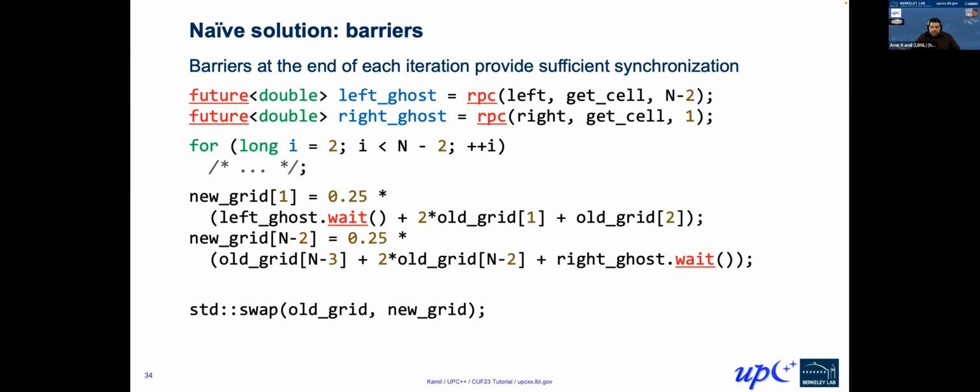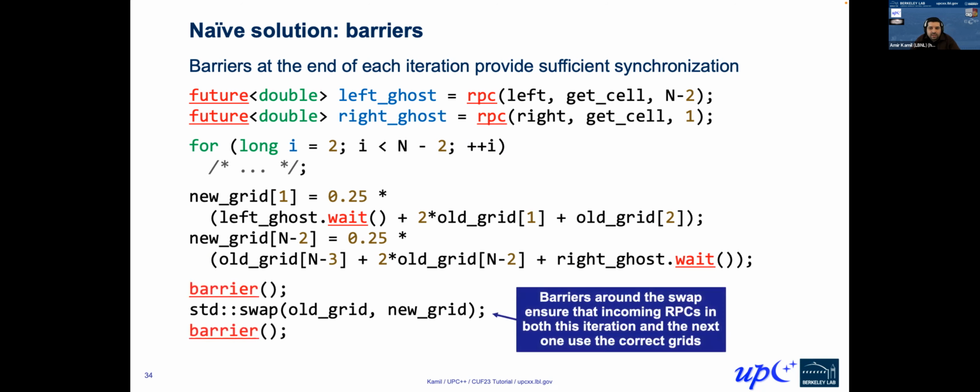Okay, so there's many different ways of providing the synchronization, including doing point-to-point synchronization. For this tutorial today, we'll just stick to the simple version, which is using barriers, since hopefully we've already seen what barriers are, and so hopefully we know what they're doing. Okay. So in this case here, we're going to insert two barriers. The first barrier over here ensures that all the RPCs have completed before the swap happens. And then the second barrier ensures that the swap happens before the RPCs in the next iteration run.